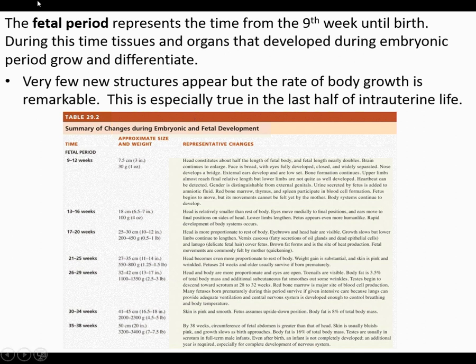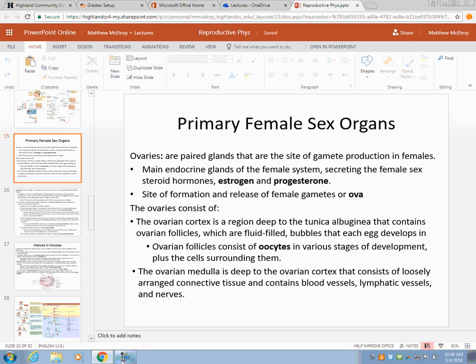I don't care about the table. I do think it's kind of cool. You can read through it and see what's actually occurring, so that's kind of important, but I won't ask you anything directly from it on the test. Okay, any questions?